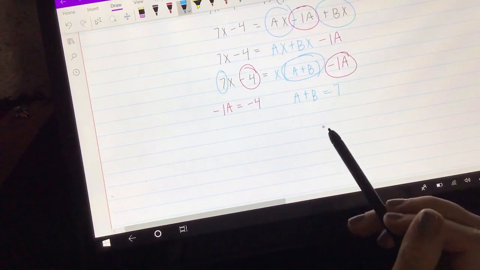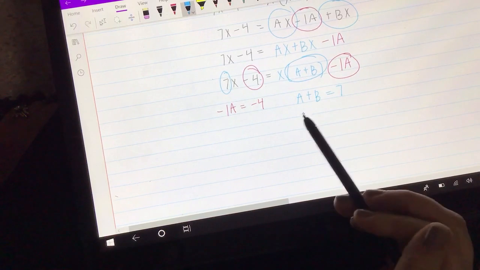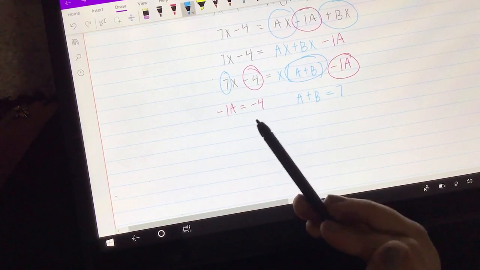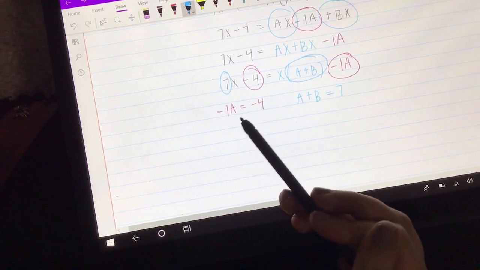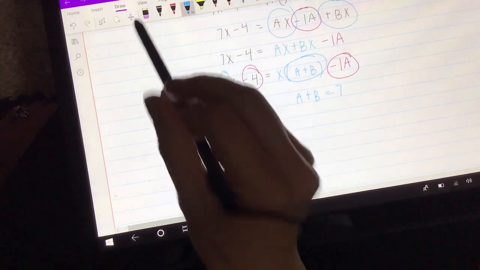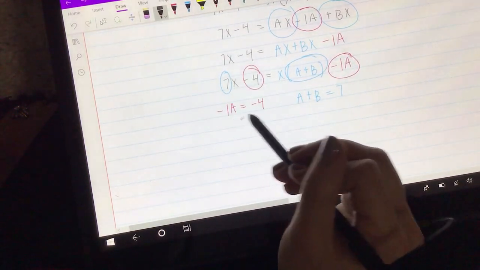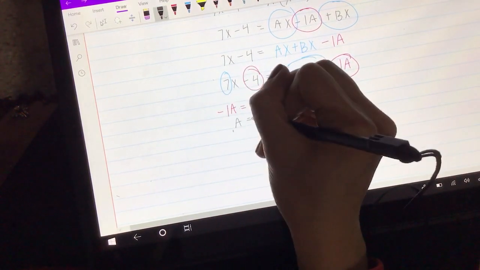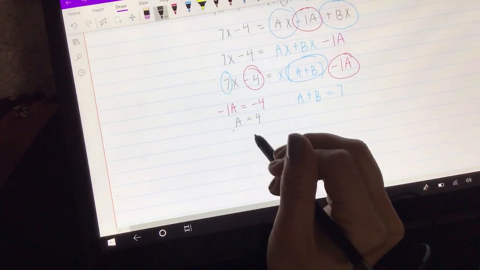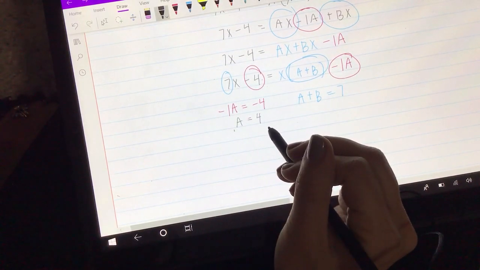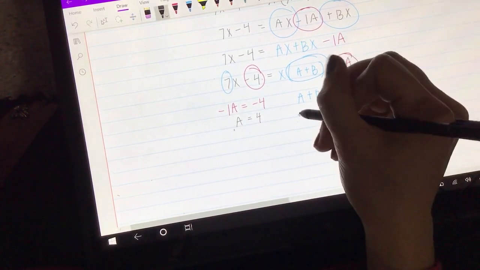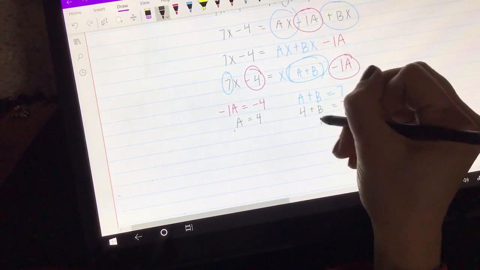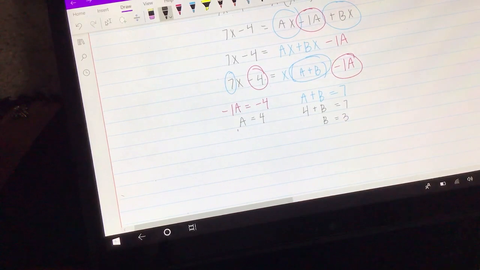Now before you go and plug this into your calculator, pay close attention. We have an equation that's only one variable. We can solve this from here without plugging it into our calculator and making a matrix equation. Negative 1a equals negative 4 means that a must be equal to positive 4. I got that by dividing by negative 1 on both sides. If a is equal to 4, I can substitute that in. Therefore, b is equal to 3.